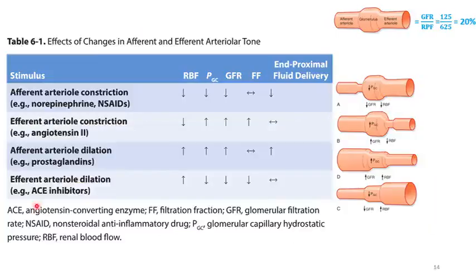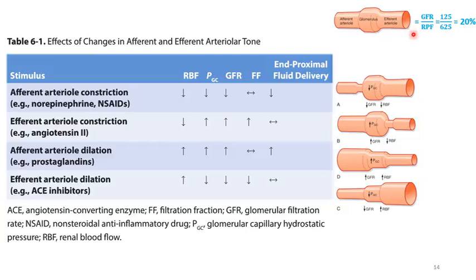Different conditions can affect the resistance of the afferent and efferent arteriole in different ways. In this table, you see the different conditions that can affect renal blood flow, hydrostatic pressure in the glomerular capillary, GFR, filtration fraction, and proximal fluid delivery. Let's at first define filtration fraction again. We have talked about it.